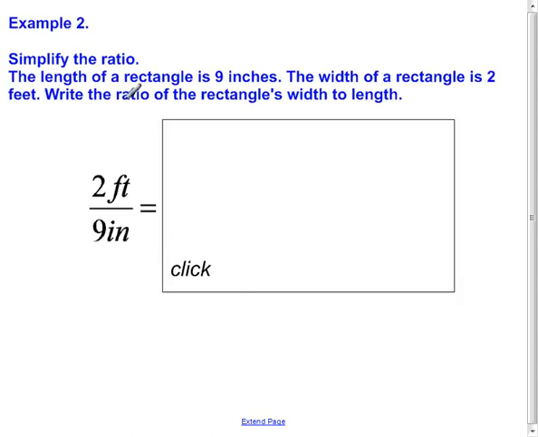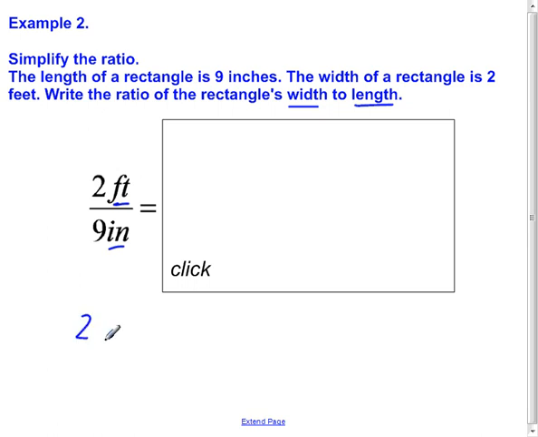Our next example, simplify this ratio. The length of a rectangle is 9 inches. The width of a rectangle is 2 feet. Write the ratio of the rectangle's width to the length. So, width to the length. Notice I put the width on top. Currently, we do not have the same units. Feet and inches aren't the same. So we either have to convert this to feet or convert this to inches.